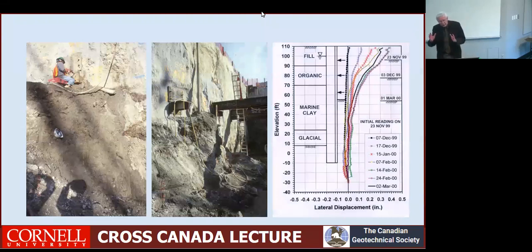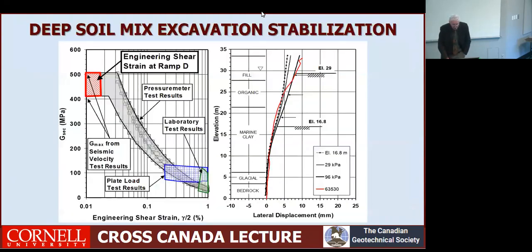I always like to liken deep soil mixing as taking a soft marine clay and making a glacial till out of it. Basically, when you're finished, you go back and you look at this clay, it feels just like a hard glacial till. And here are some inclinometer measurements as the excavation was taken down from the 23rd of November 1999 to March 1st, 2000 levels. You're getting very small movements, cantilever displacement associated with the T-wall, of less than 3/10 of an inch, so just a few millimeters.